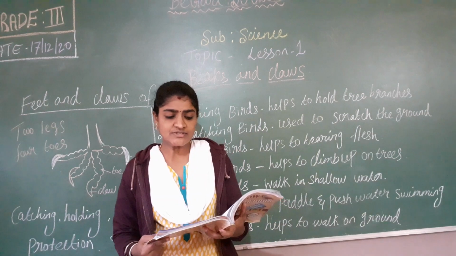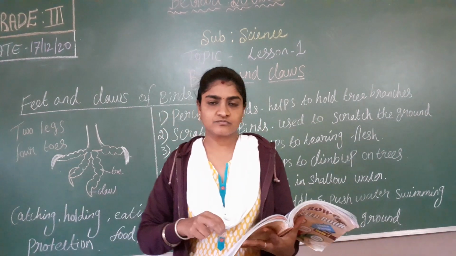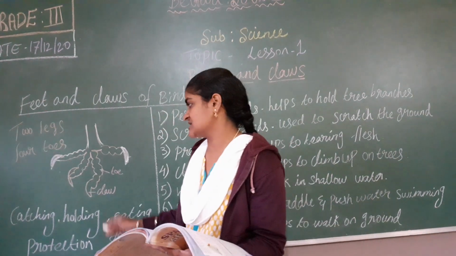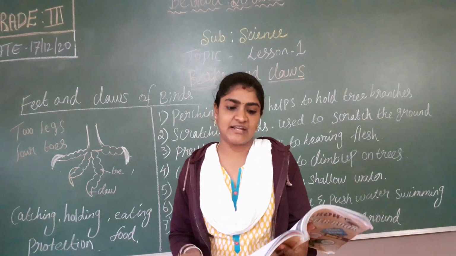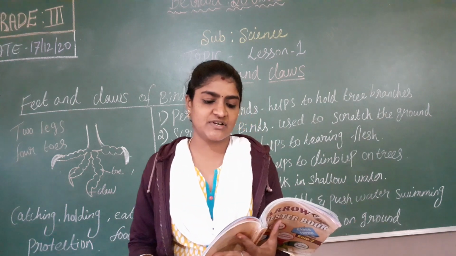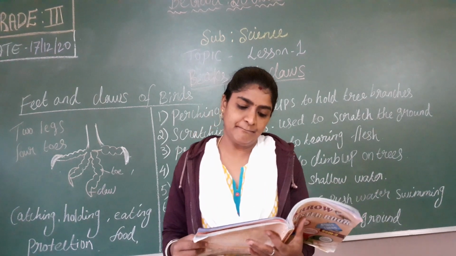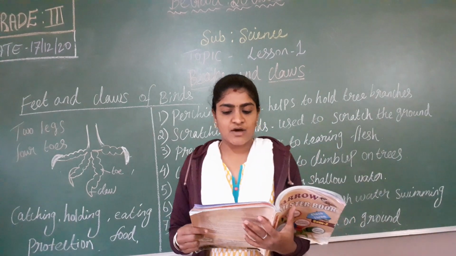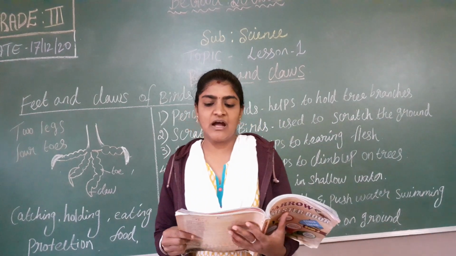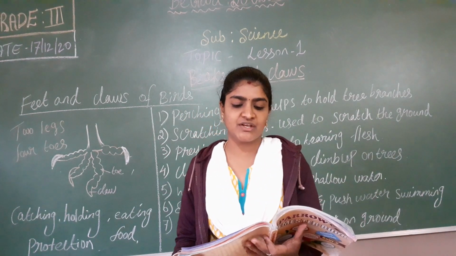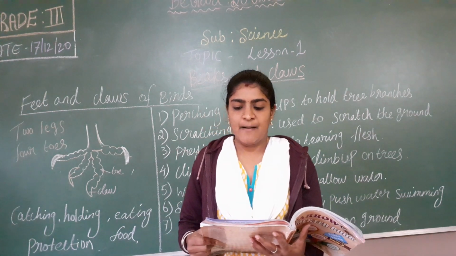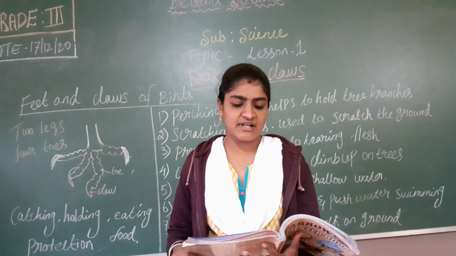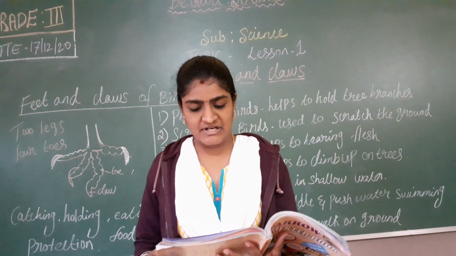Now we are going to see the different types of claws and toes present in birds. Based on that, they are differentiated into 7 types. The first one is the perching bird. Birds like sparrow, crow, myna and pigeon use their feet to hold on to the tree branches and sit on them. This act is called perching, and such birds are called perching birds.